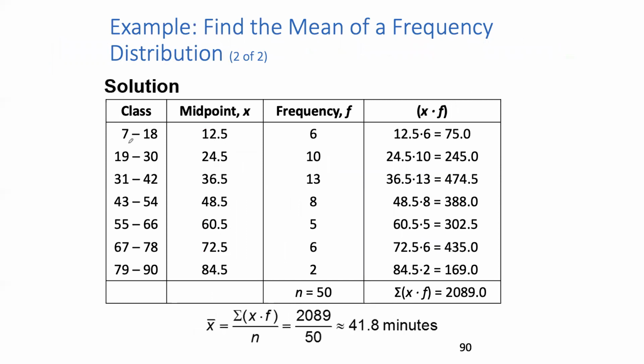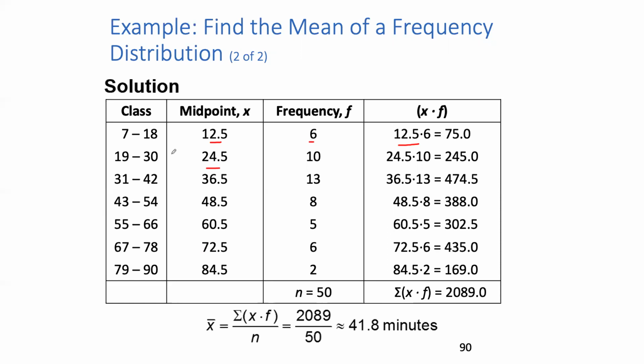to stand in as the representative entry for that class. So for 7 to 18, the midpoint is (18 plus 7) over 2, which is 12.5. Right? So I would treat it as if I have 6 numbers of 12.5 in that class, right? So that's 12.5 times 6, which is 75. Again, in the class 19 to 30, I know that there are 10 numbers in that class. There are 10 numbers between 19 and 30 in the data set. I don't know what those numbers are. So instead, I'll use the midpoint of the class as the approximation, or the representative, for the entirety of the class.